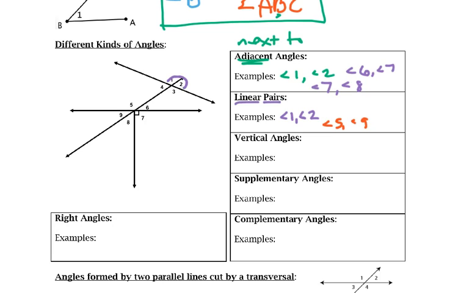Can you find another example of a linear pair? There's actually a number of them. One example that would not be a linear pair would be something like 6, 7, and 8. Even though that does form a line, it's not a linear pair because there's 3 of them.